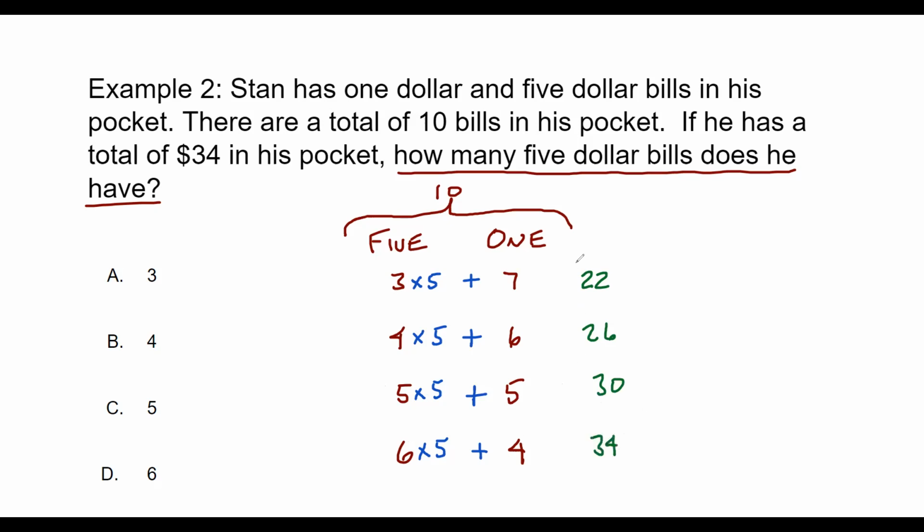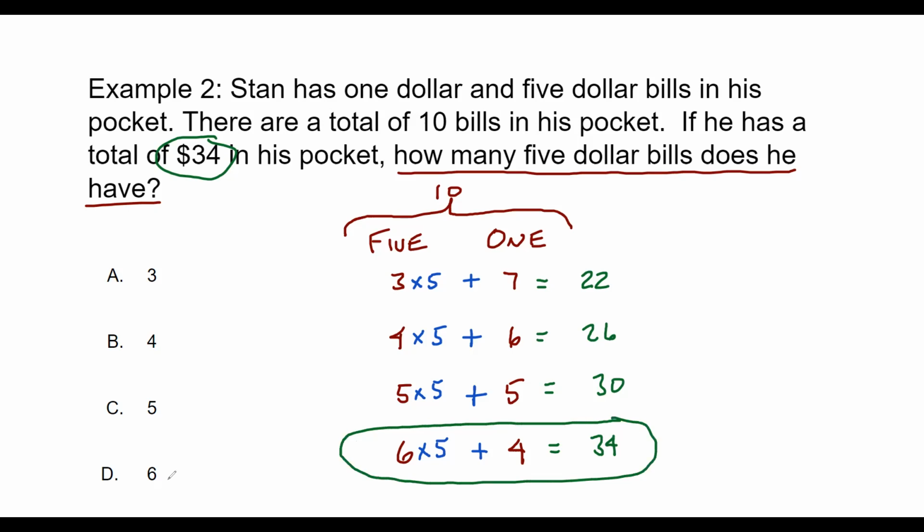Again, I'm doing this quickly to try to keep the video short. If you want to go back and rewatch part of this, go ahead and do that. And we're looking for the one that totals $34. So sure enough, this very last option totals $34. So we know that the answer must be D, 6.